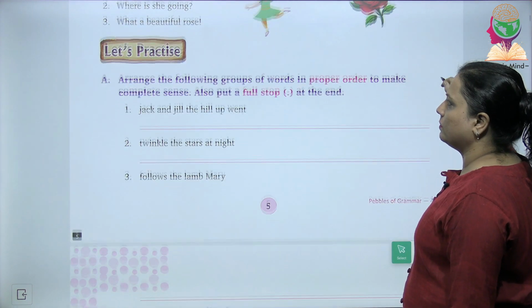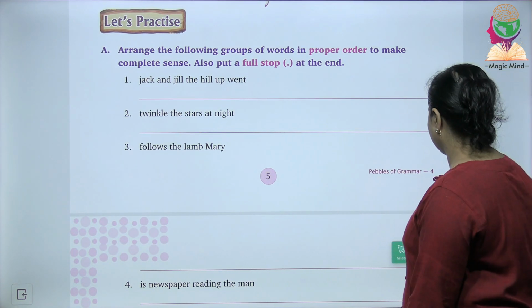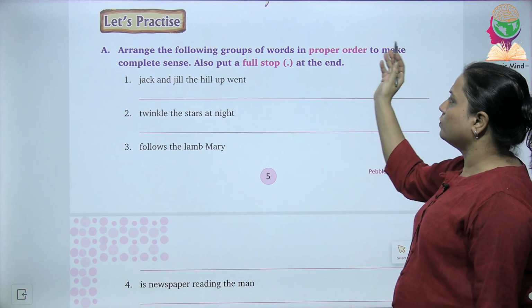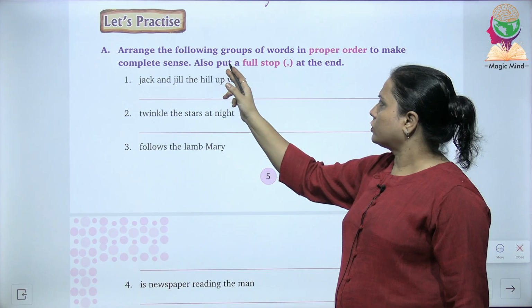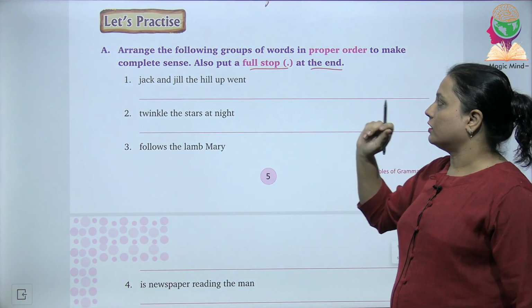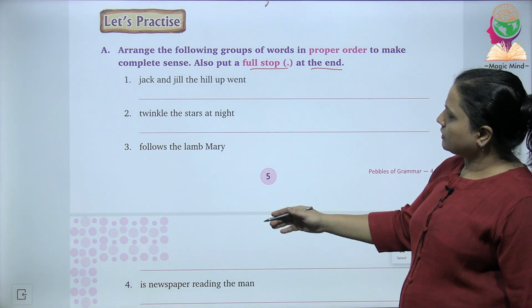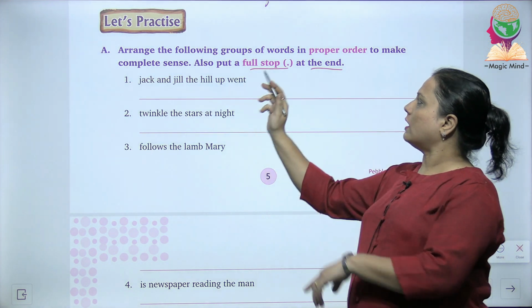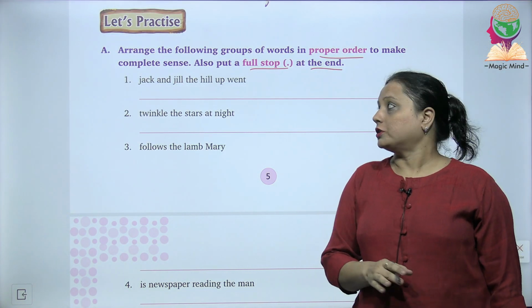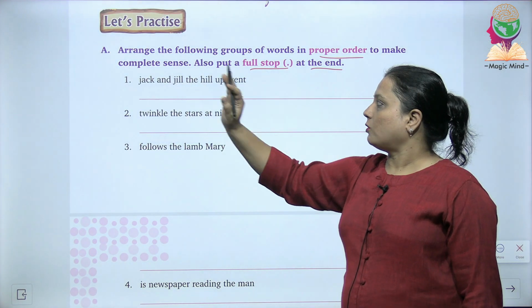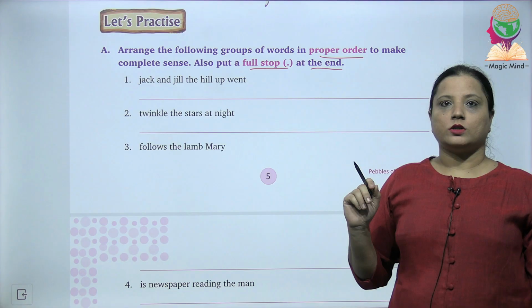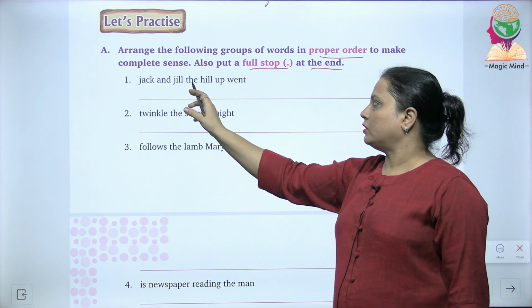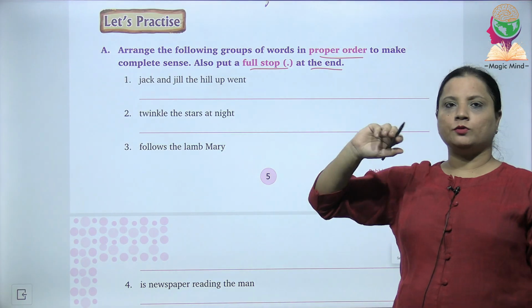Now, let's do the practice questions. The first practice question states: arrange the following groups of words in proper order to make complete sense. Also put a full stop at the end. The words are given in jumbled form, and you have to arrange them in proper order, and after that put a full stop at the end. The first one is, Jack and Jill the hill up went. What will be the proper sense?